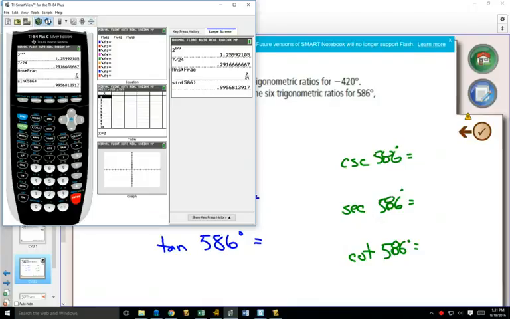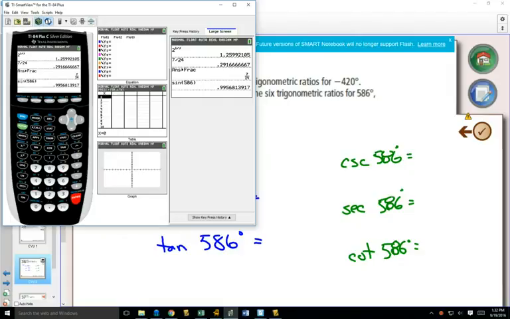If we're thinking about 586 degrees, what is that coterminal with? What's the first angle around that it would be coterminal with? 226. What quadrant is 226 in? Quadrant 3. So should our answer be positive or negative? Negative. So if you have a negative answer, you now have a better chance of having it right than I do, because I got a positive answer.